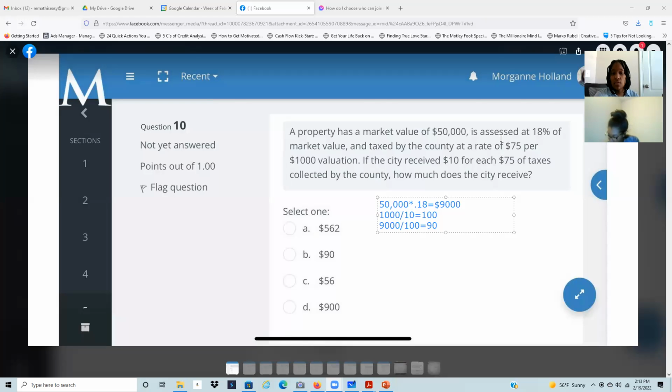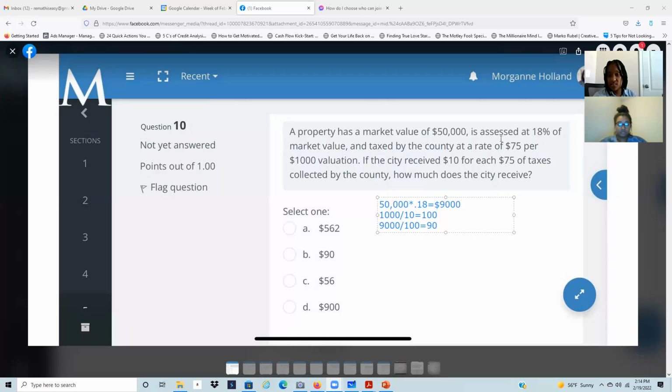A property has a market value of $50,000, is assessed at 18% of market value, and taxed by the county at a rate of $75 per $1,000 valuation. If the city received $10 for each $75 of taxes collected by the county, how much does the city receive?